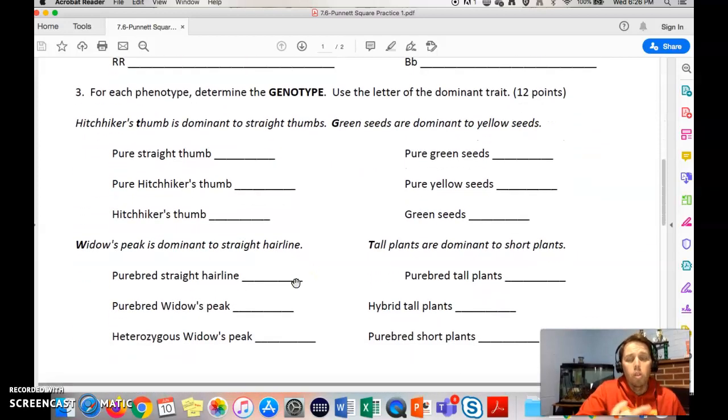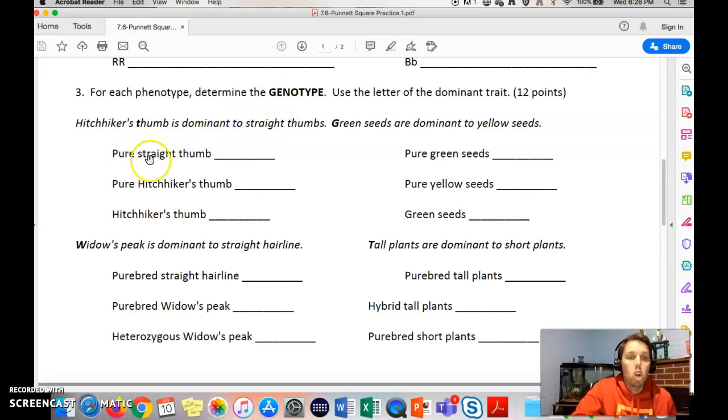Number 3, we're going to flip that. We will be giving you the phenotype, the physical trait, and you will determine the genotype. It says hitchhiker's thumb is dominant to straight thumb. Notice the T is in bold, so let's use the T for our letter. So hitchhiker's thumb dominant, straight thumb recessive.